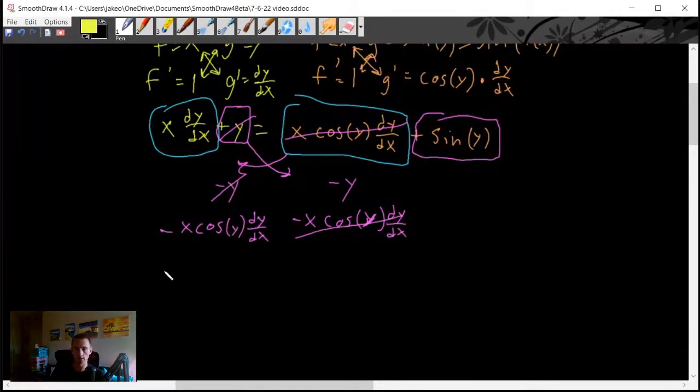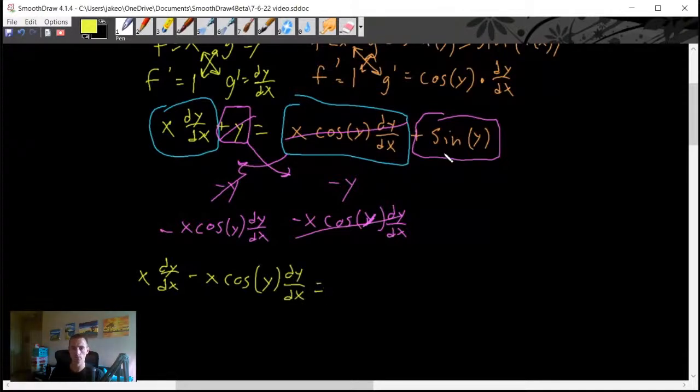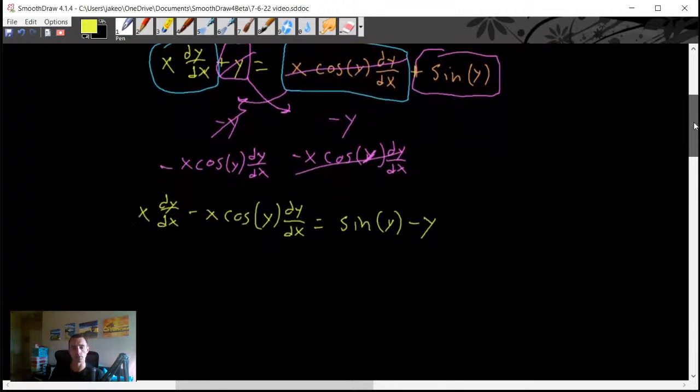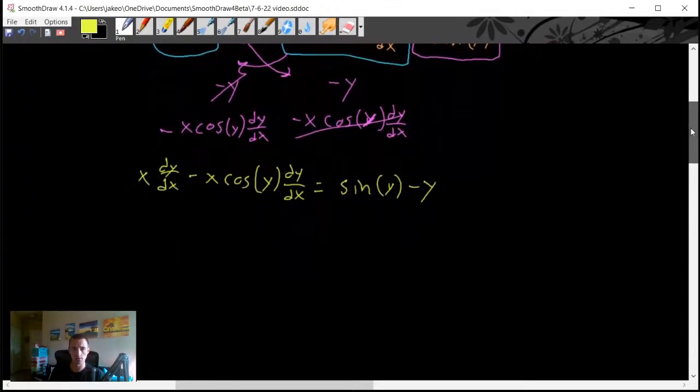x times dy dx minus x cosine y dy dx equals a positive sine of y minus y. Okay? So then, once we've done that, the next step is to factor out dy dx from your dy dx side of the equation.